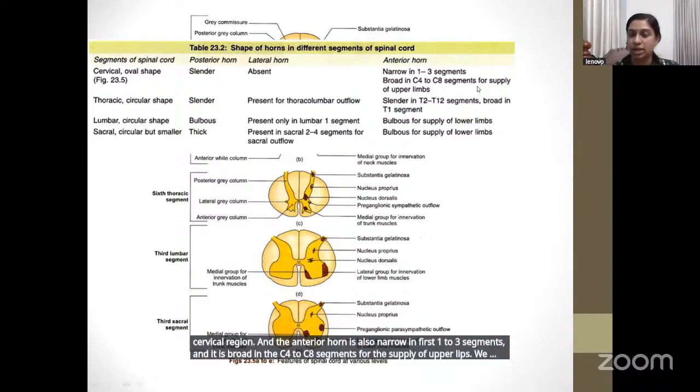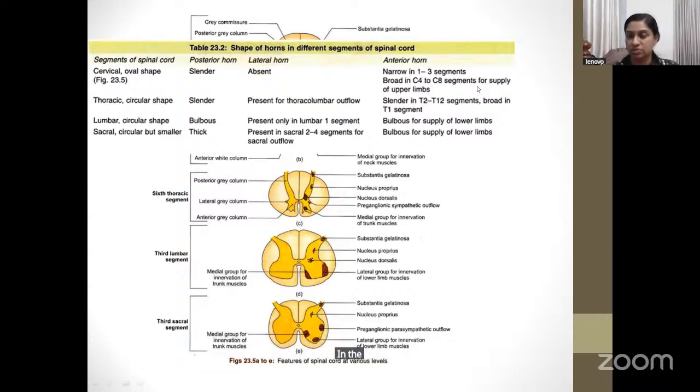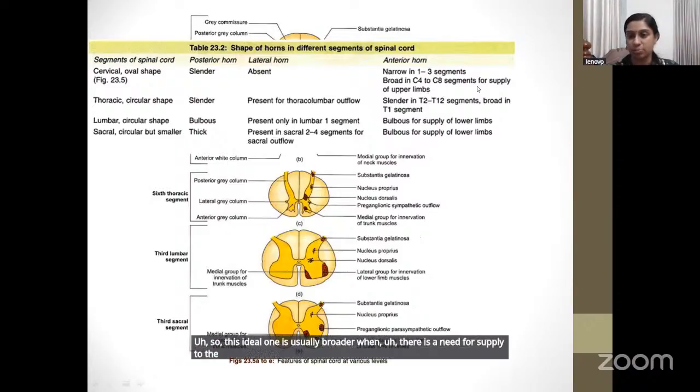The anterior horn has to be much broader in the C4 to C8 segments. For what? For the supply of upper limbs. So this anterior horn is usually broader when there is a need for supply to the limbs, upper limbs or lower limbs.